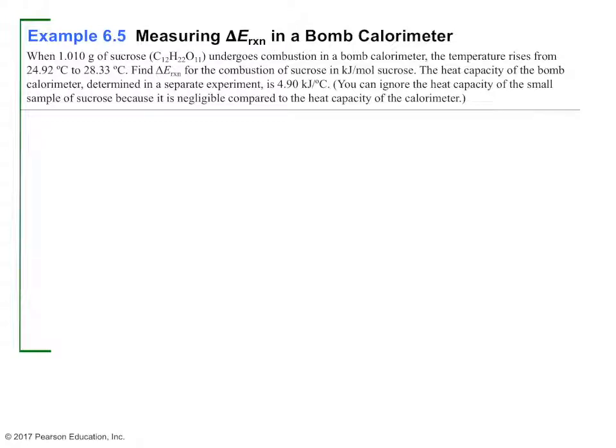So let's look at an example. It says measuring the change in energy of a reaction in a bomb calorimeter. When 1.010 grams of sucrose undergoes combustion in a bomb calorimeter, the temperature rises from 24.92 degrees Celsius to 28.33 degrees Celsius.